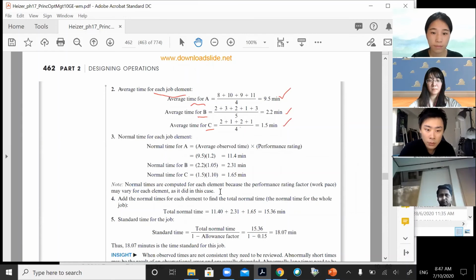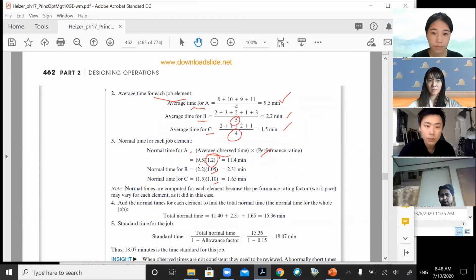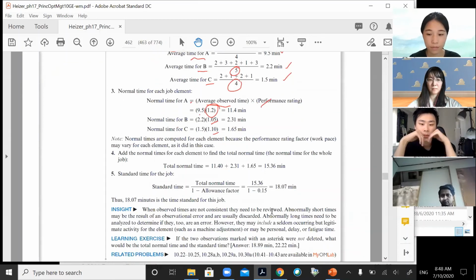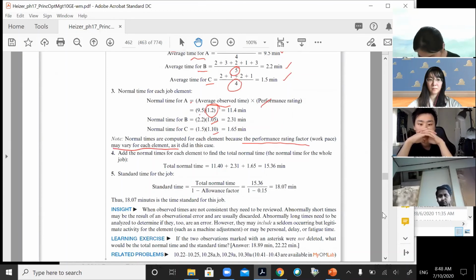Don't make the mistake, because you have to take how many data was taken, because that's the average. Then calculate the normal time for A. You take the average observed time, 9.5, multiplied by the performer rating. The performer rating is different for each element, so you have to use this table to determine that. Then normal times are calculated for each element because the performer rating varies for each element. And you add the normal times, calculate the standard time, so you get this.